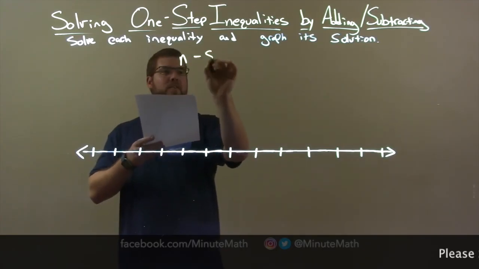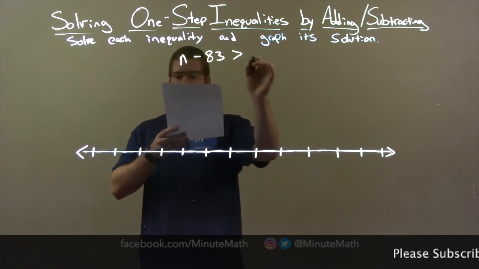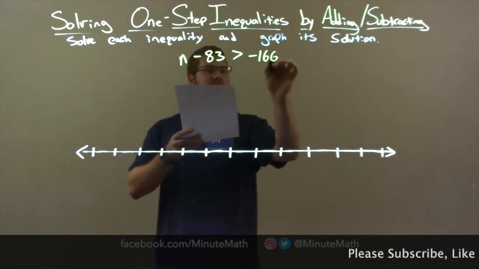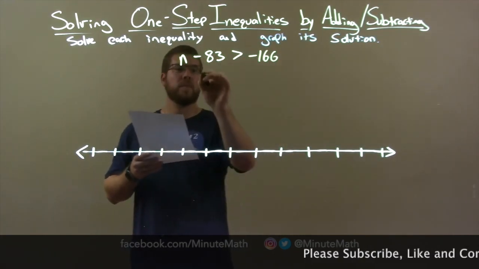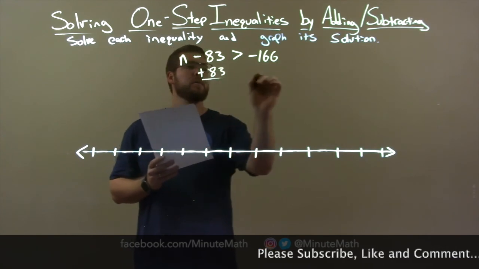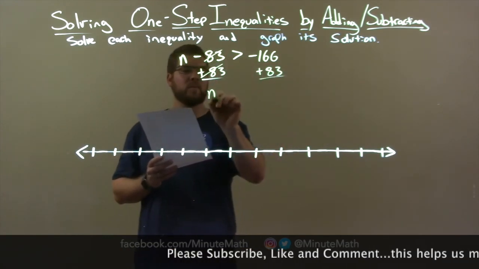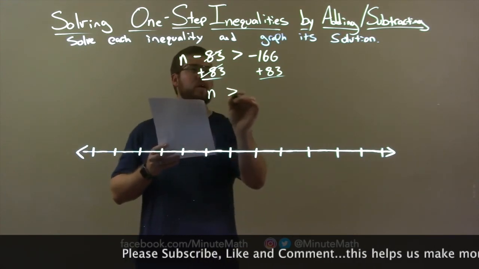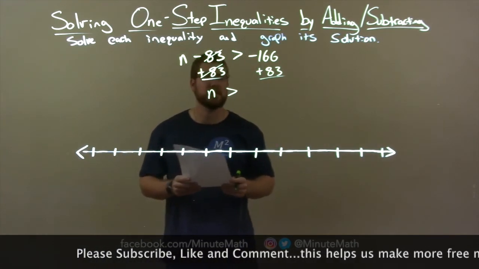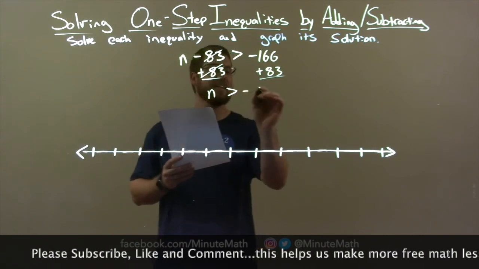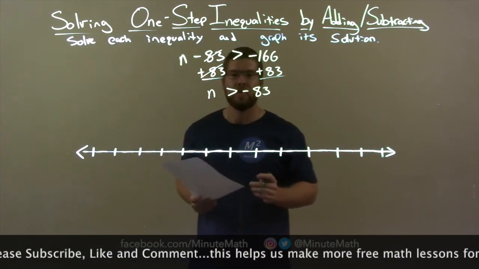N minus 83 is greater than negative 166. First step, I add an 83 to both sides. This makes sure n is completely by itself, and it's still greater than, and negative 166 plus 83 is a negative 83. So now let's graph it.